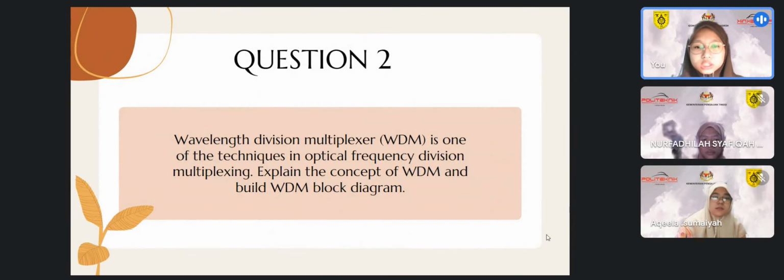Next is question 2. Wavelength division multiplexing, WDM, is one of the techniques in optical frequency division multiplexing. Explain the concept of WDM and build a WDM block diagram.